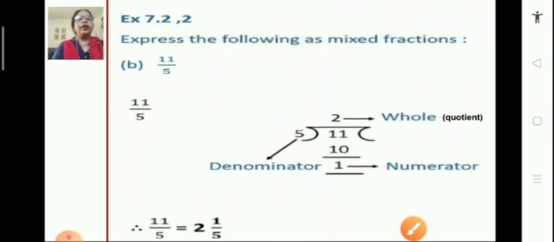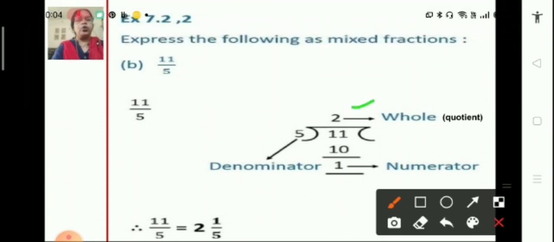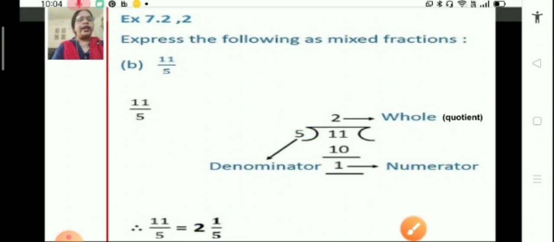Next one, again, 11 upon 5. The improper fraction we have to express as a mixed fraction. So 11 is divided by 5. We get 2 as the quotient, which becomes the whole part of the mixed fraction. Then we have 1 as the remainder, 1 is the numerator, and 5 is the divisor, which becomes the denominator of the mixed fraction. So 11 upon 5 is equal to 2 1 upon 5.